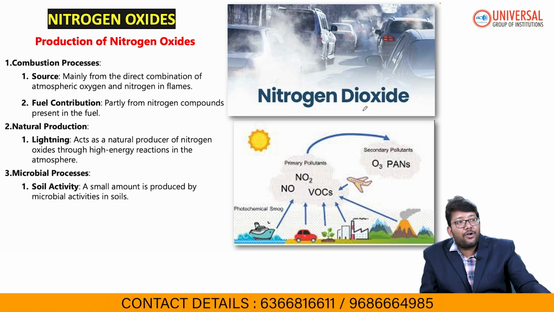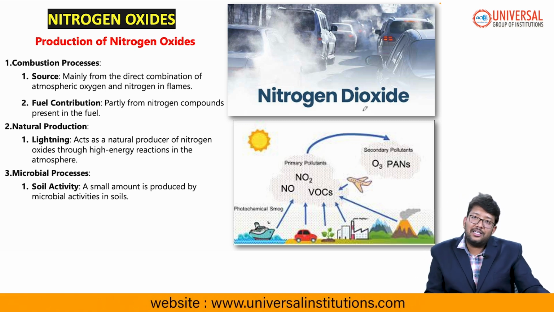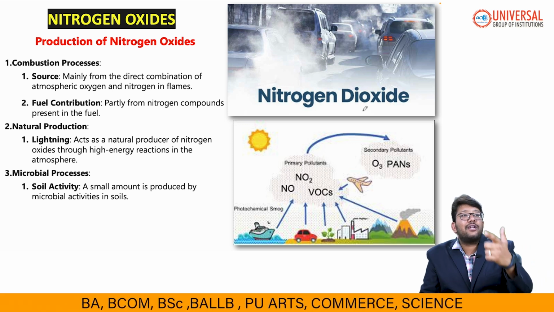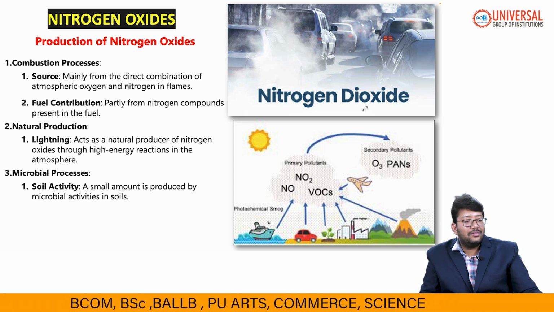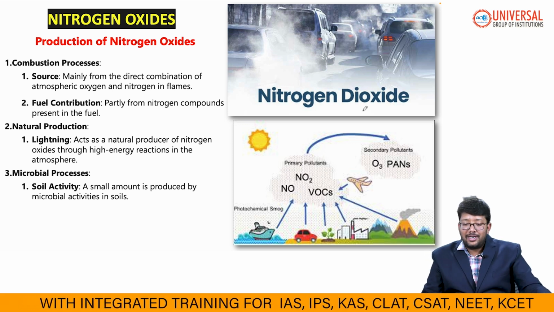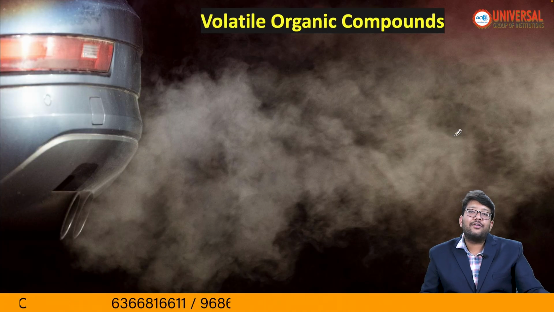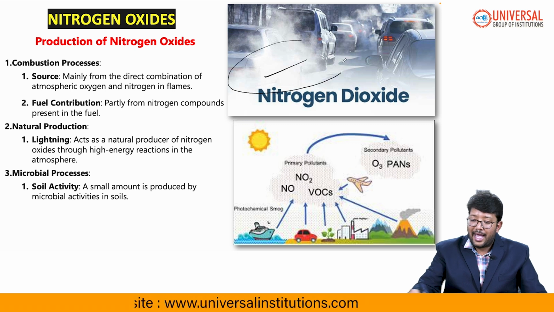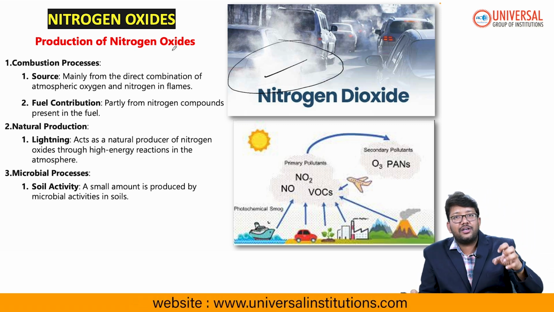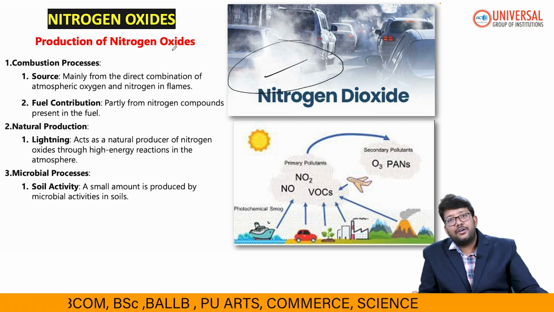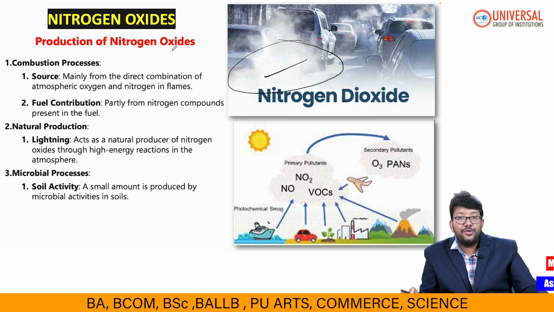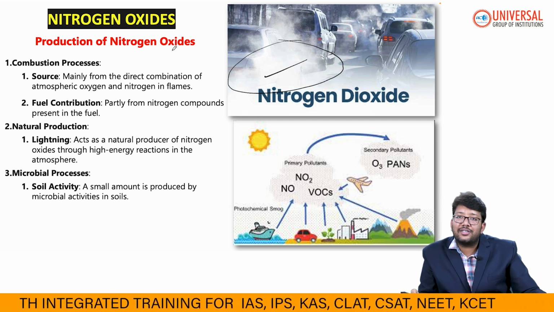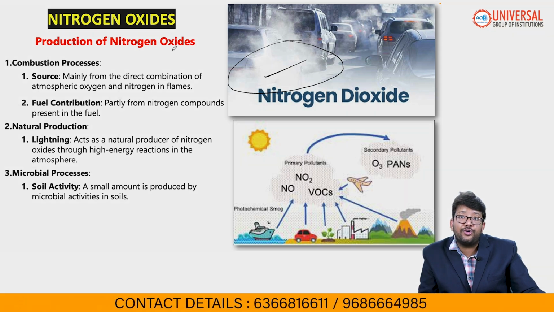And third is microbial process, meaning a small amount that is produced by microbial activities in the soil. So when we talk about the nitrogen cycle, you will understand how these oxides are formed. But right now, understand that because of pollution, as you can see in that diagram, because of the exhaust pipes, the incomplete combustion of fuel in the engines, and that fuel containing nitrogen, nitrogen oxides are formed. Conceptual clarity should be there.